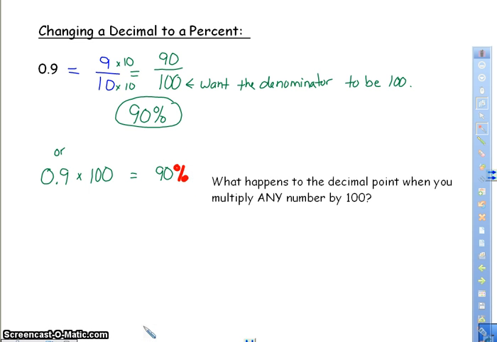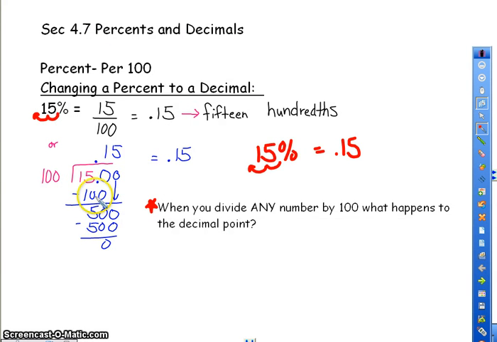So what happens to a decimal when you multiply any number by 100? You move it over 1, 2 places, adding a 0 to get 90. And remember, when you divide any number by 100, which is what we did here, what happens to the decimal point? You move it over 1, 2 places to get our 15.